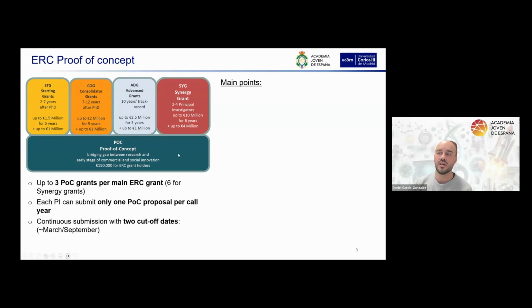So essentially, when can I apply for the proof of concept? Since the very beginning of your starting grant or consolidator or whatever, until 1 year after finishing your grant. Then you can get 3 grants per main ERC grant, or 6 in the case of synergy grants. But keep in mind, there are 2 cutoffs every year, and each PI can only submit 1 proof of concept proposal per call.